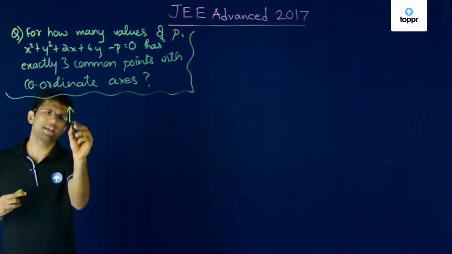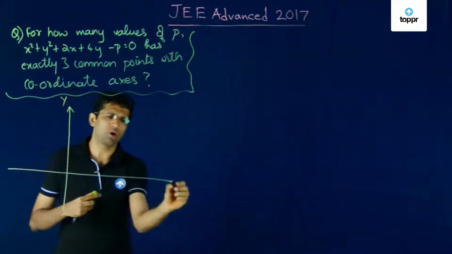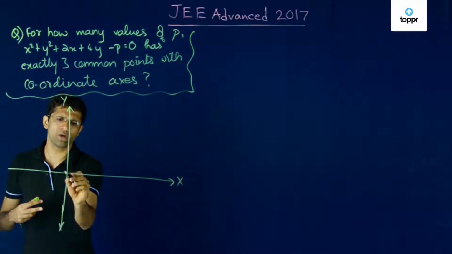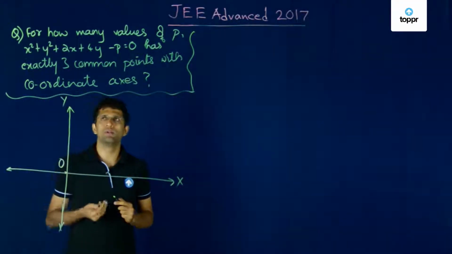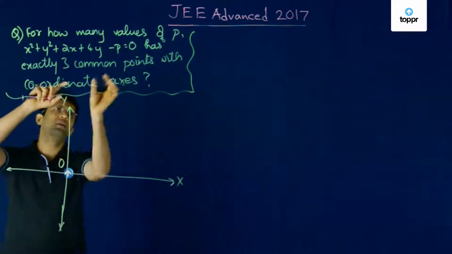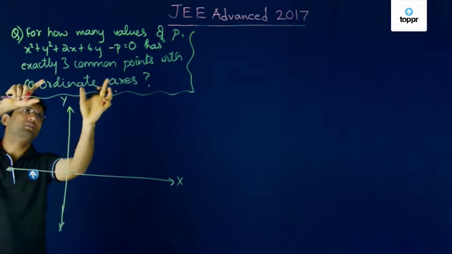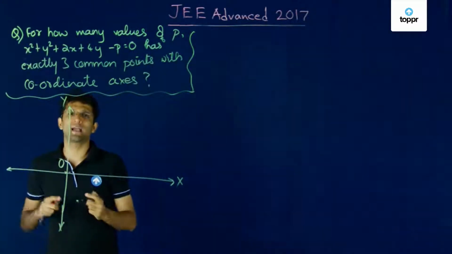So we have the coordinate axis. This is the vertical y-axis, and we also have a horizontal x-axis as usual, and this is the origin where the coordinate axis meet each other. Now note that we have to find the number of values of p for which this circle has exactly 3 common points with the coordinate axis.